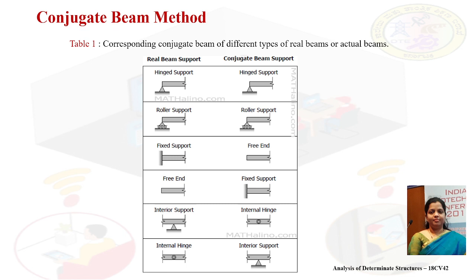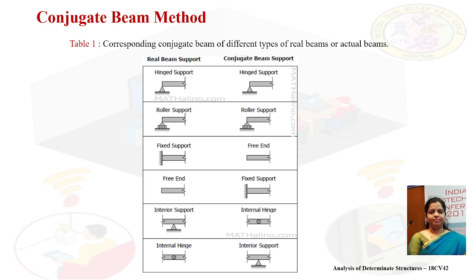Table 1 displays the transformation of the real beam to the conjugate beam. In this process, the hinged support and roller support remain the same in the real beam and conjugate beam, as shown in this table. The fixed support in the real beam will be transformed to a free end in the conjugate beam. Similarly, a free end in the real beam will be transformed into a fixed end in the conjugate beam.